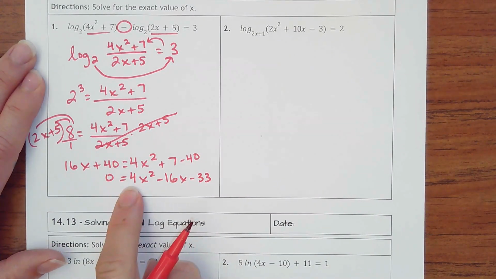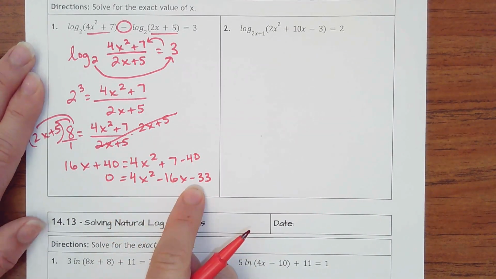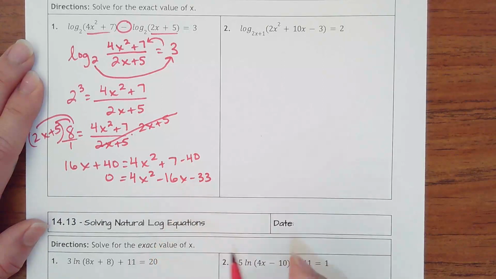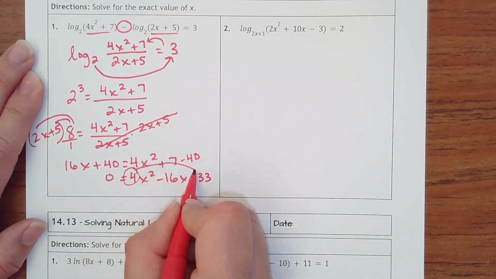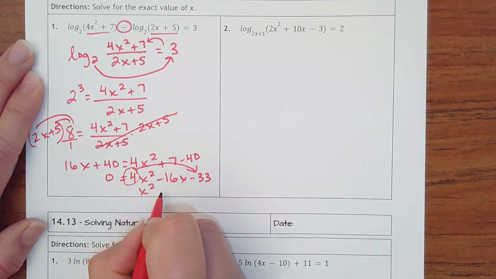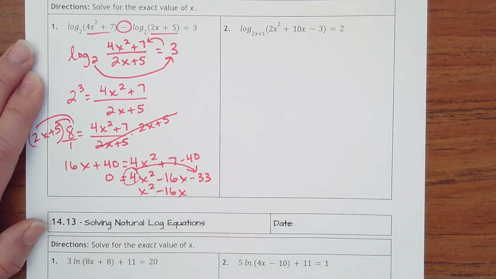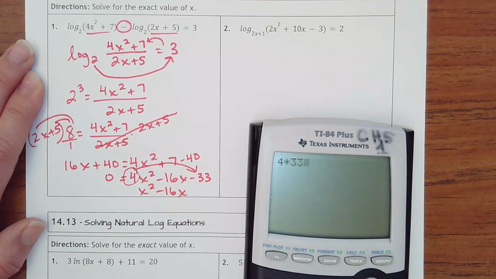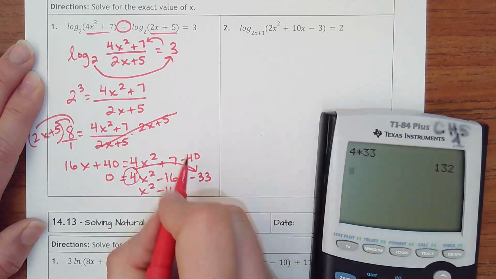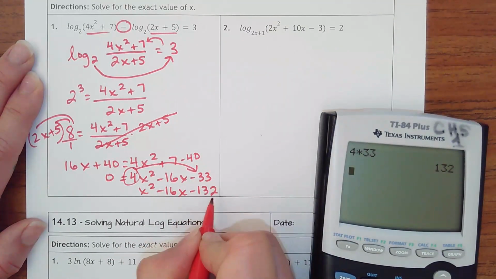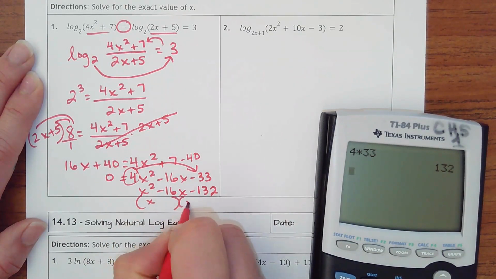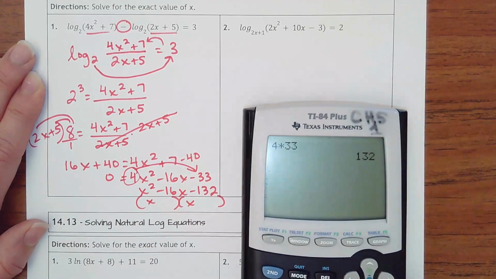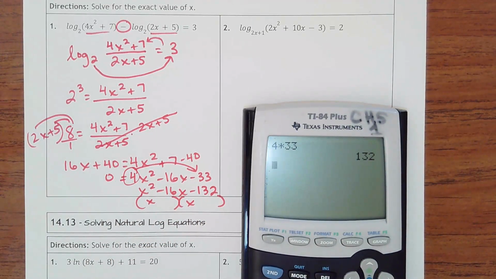Looking at my a value of 4, I know that 33 is not going to divide by that. So this is going to have to be a slide and divide. So we've got x squared minus 16x. 4 times 33 is 132, and it would still be negative. So I'm trying to get two numbers that multiply to make 132 and subtract to make 16. Let's try 4 and 33.